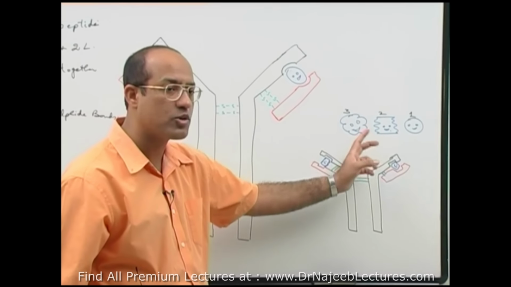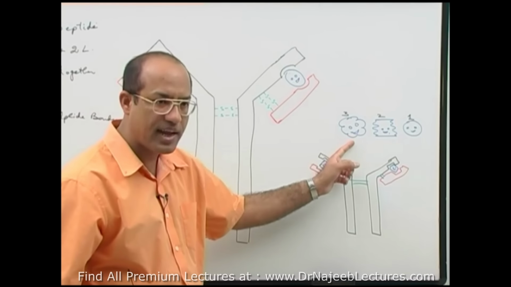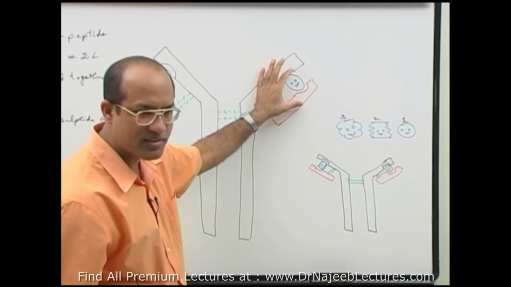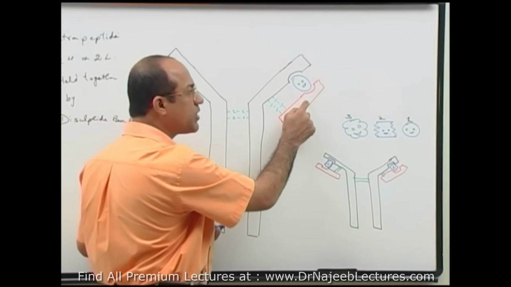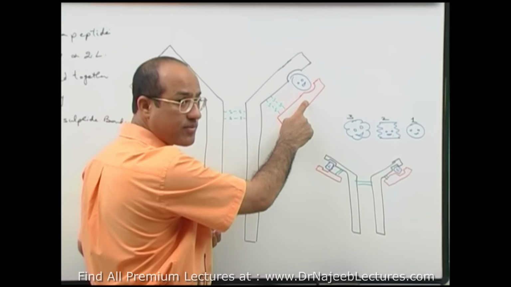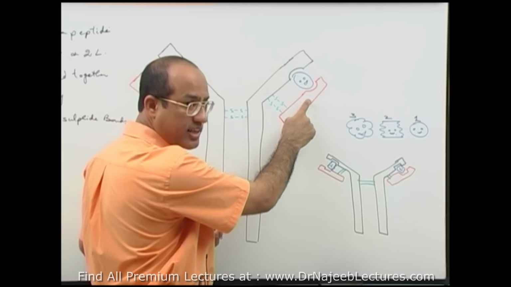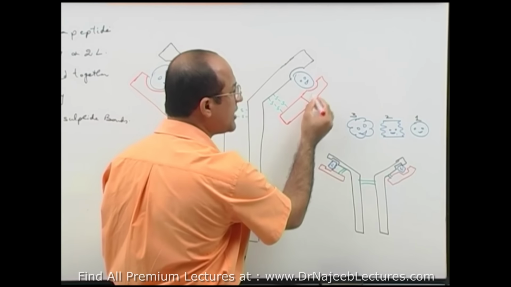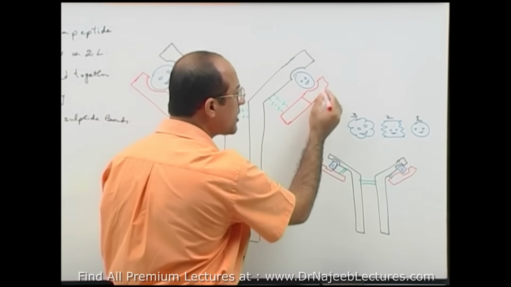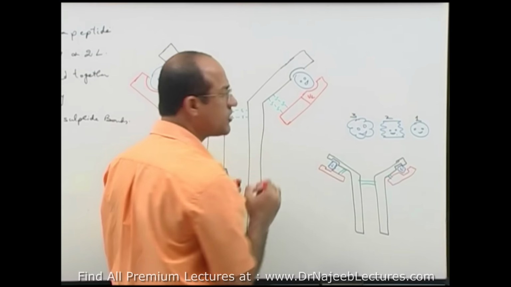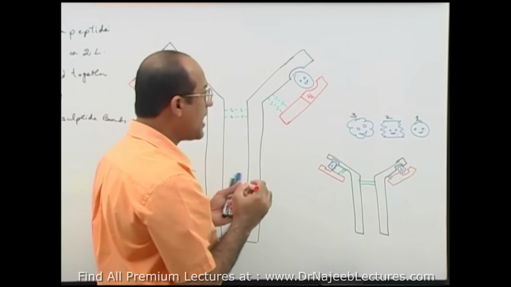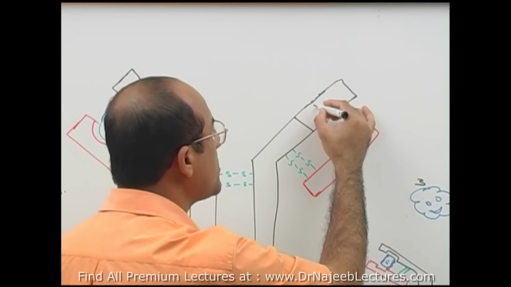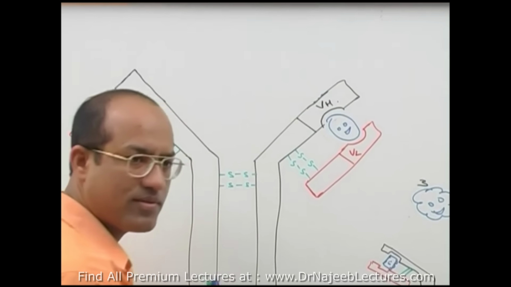All those antibody molecules which are directed against different antigens should have this area with a different configuration. It means this area varies according to the specificity for antigen reaction. That is why this part of the light chain, this is the light chain, this part of the light chain is the variable light chain. And this part of the heavy chain also varies. So this is the variable heavy chain.